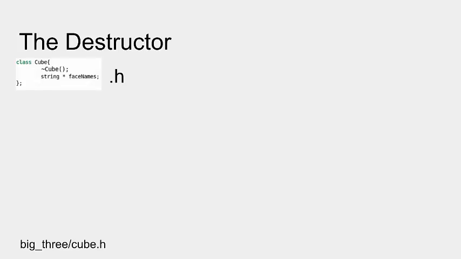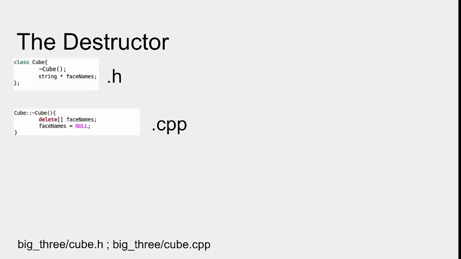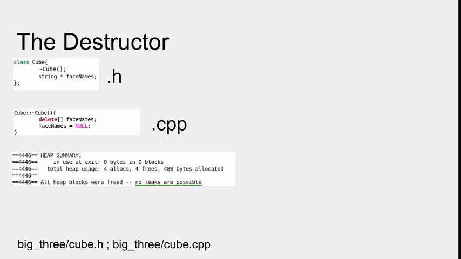The destructor is always written in that same form. The tilde before the name of the object, followed by parentheses. Our destructors will never have arguments, and there is a reason for that, which we'll see later. In our .cpp file, we must implement the destructor ourselves. And then when we run our main again, we see that we have no more leaks.